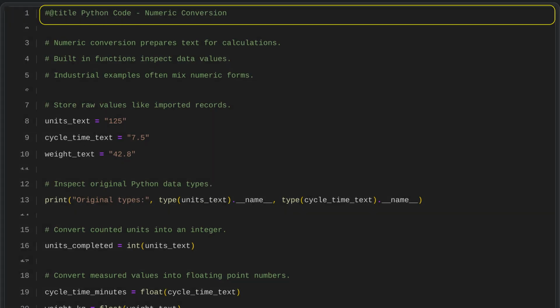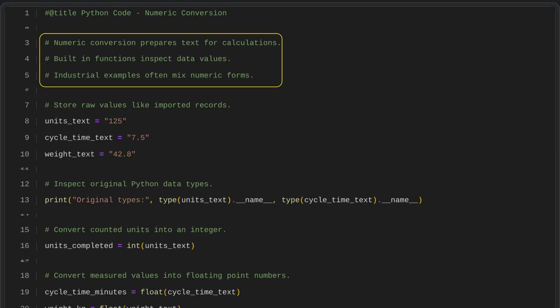Python code, numeric conversion. Numeric conversion turns text values into numbers so they can be used in calculations. Built-in functions help inspect data values, which is important because real industrial data often contains mixed numeric formats.